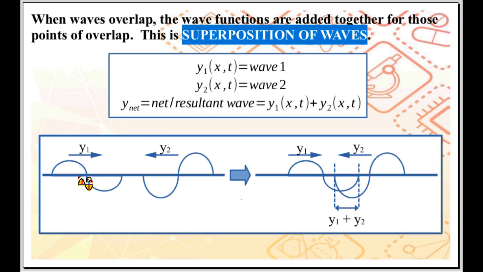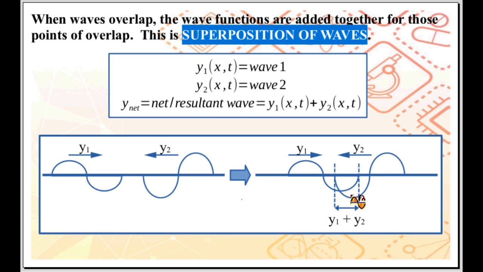Say you have a medium, a line of particles lying on the x-axis. You have one wave, y1, heading towards the positive x direction. And then you have y2, the second wave, heading towards the negative x direction. Since they are traveling in the same medium and heading in opposite directions, eventually the two waves will overlap.